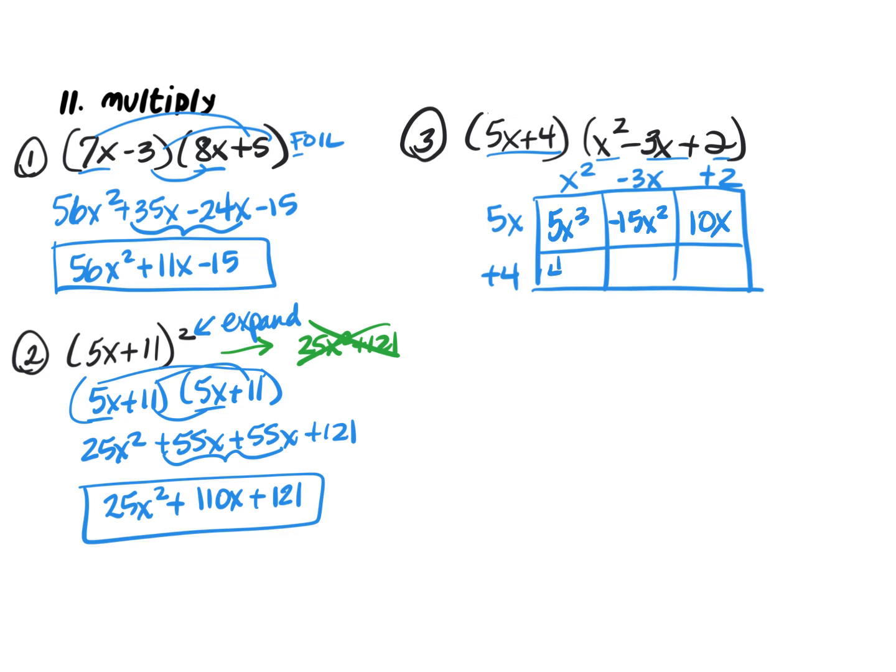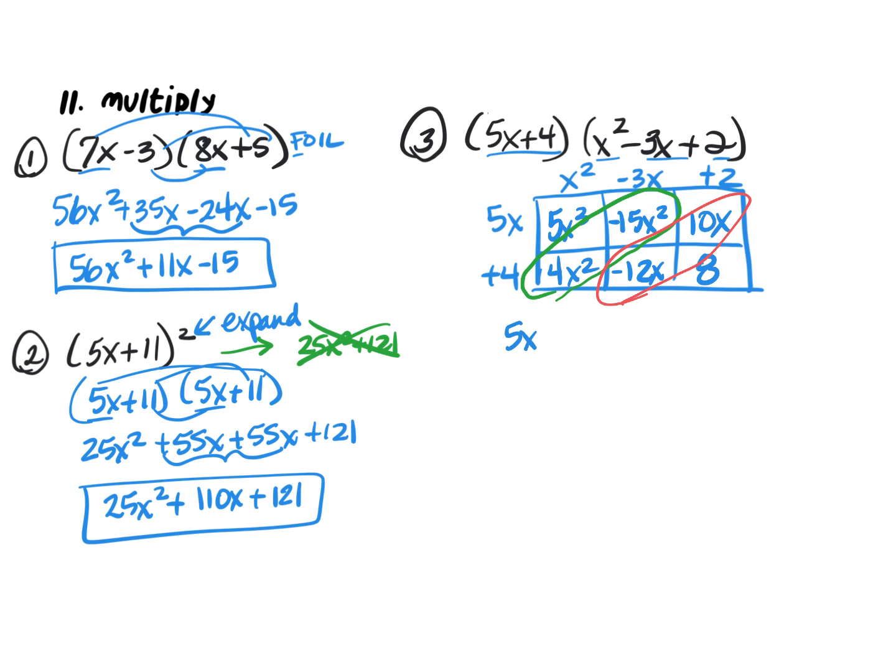4 times x squared is 4x squared. 4 times negative 3x is negative 12x. 4 times 2 is 8. Now I can go back and combine like terms. If you did it right, your diagonals should be like terms. So I can do that real easily.